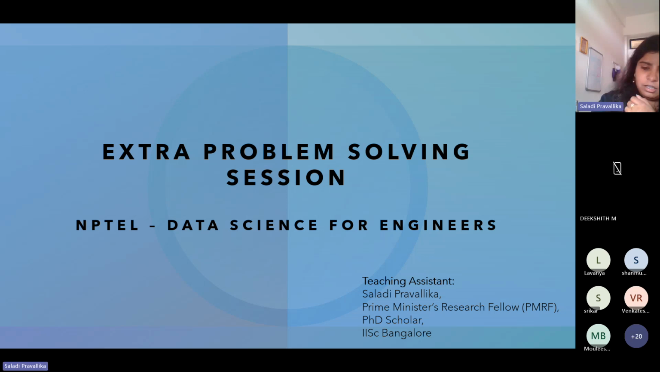And then the third important one is inference. Inference is nothing but the conclusion that you come to after your study, right? And then we have looked at the measures of central tendencies. Central tendencies are nothing but the mean, median, and mode.